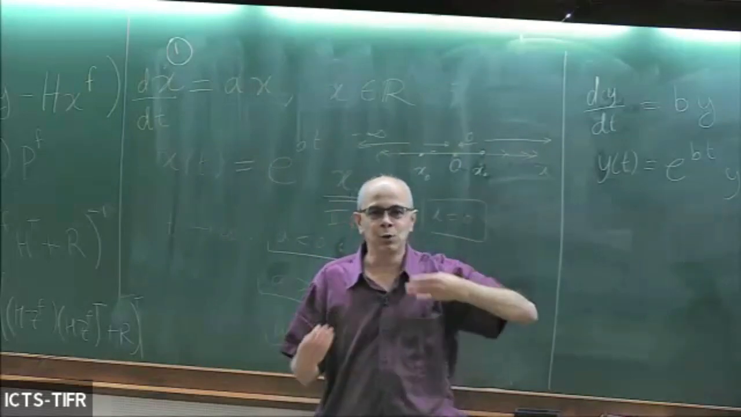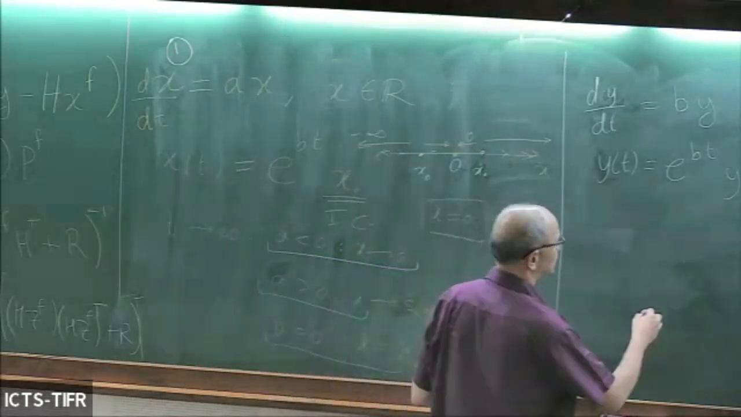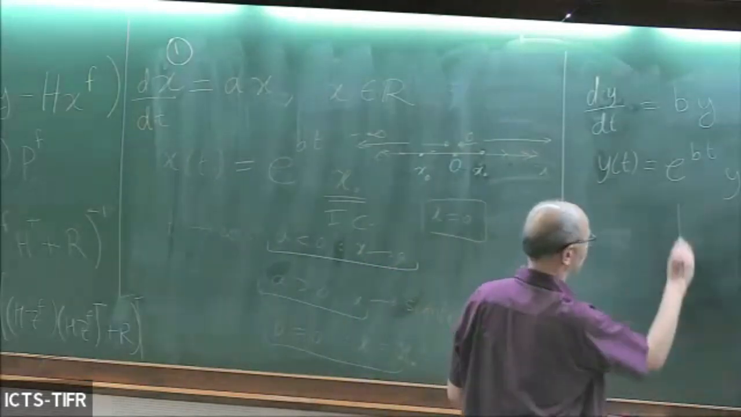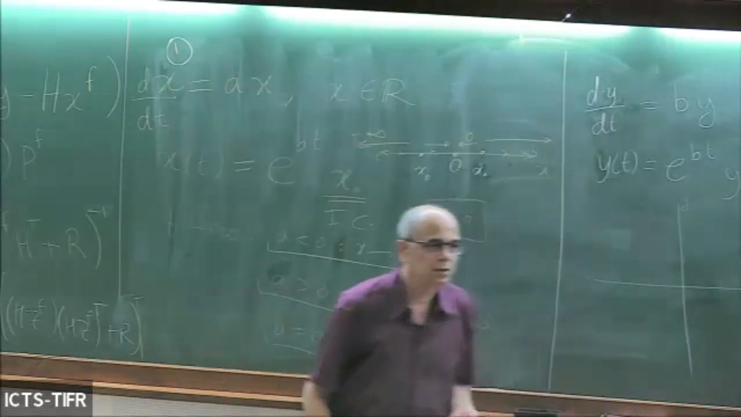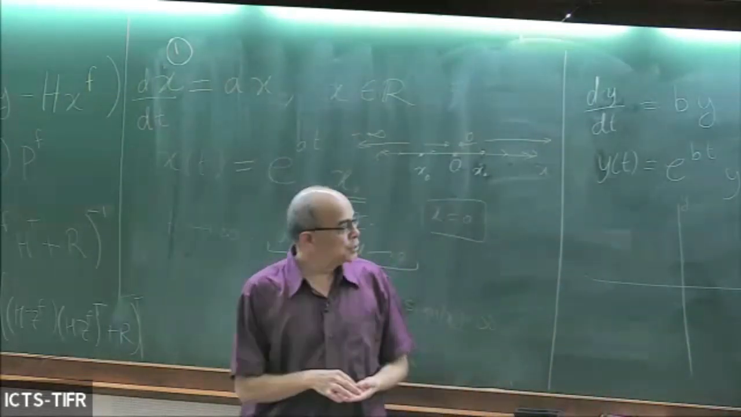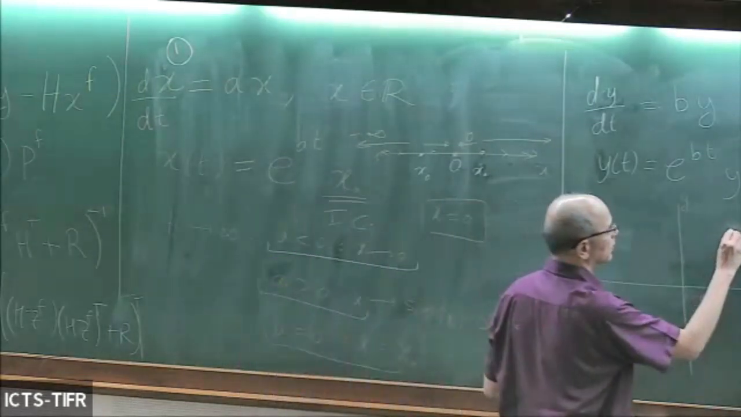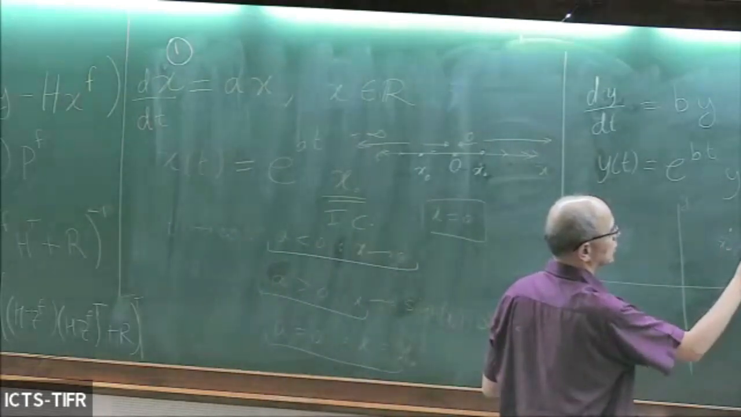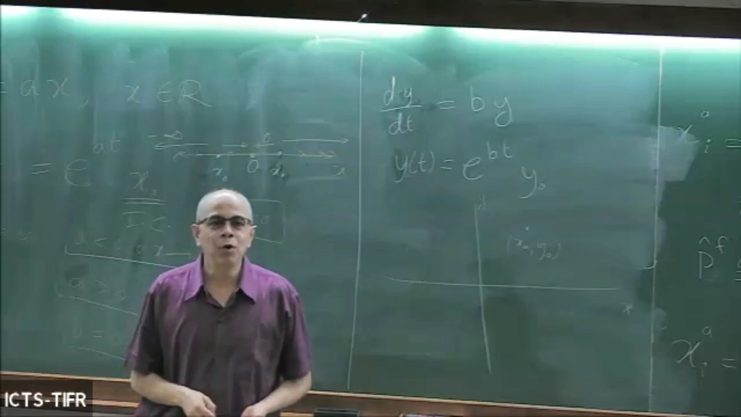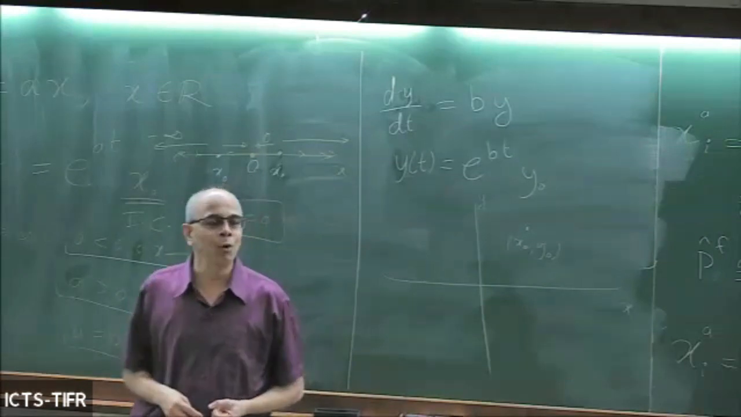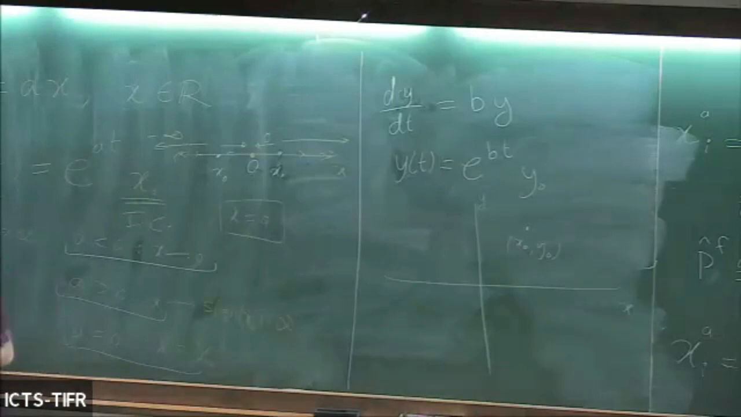I want to put it all together by doing the following: if I now draw the x and the y space together, I have an initial condition which is say x naught, y naught. And suppose we are in the case when both of them are negative, what will happen to such an initial condition?